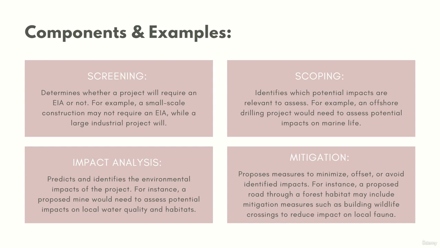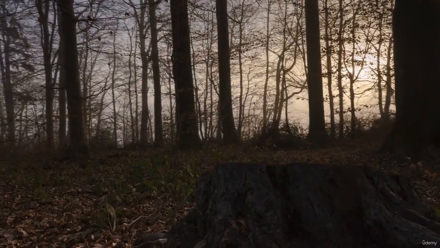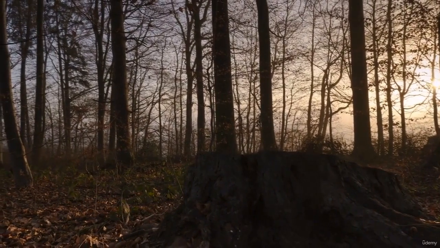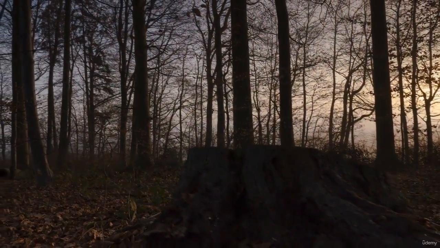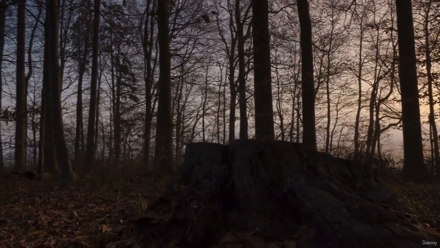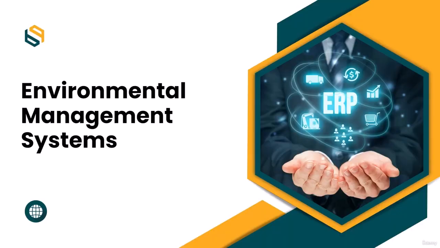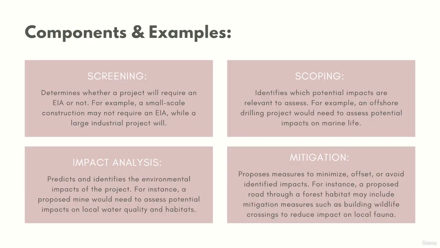Mitigation proposes measures to minimize, offset, or avoid identified impacts. For instance, a proposed road through a forest habitat may include mitigation measures, such as building wildlife crossings to reduce impact on local fauna. For example, if a road is required to be constructed for the movement of people, there is no other way around, and that construction is going to destroy a lot of plants, trees, and natural vegetation, we need to find an alternative. We need to create a green corridor across the road so that the environment doesn't get affected. That is how environmental impact assessment works.